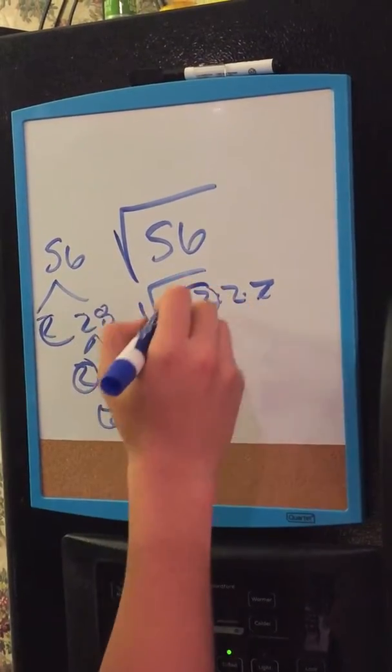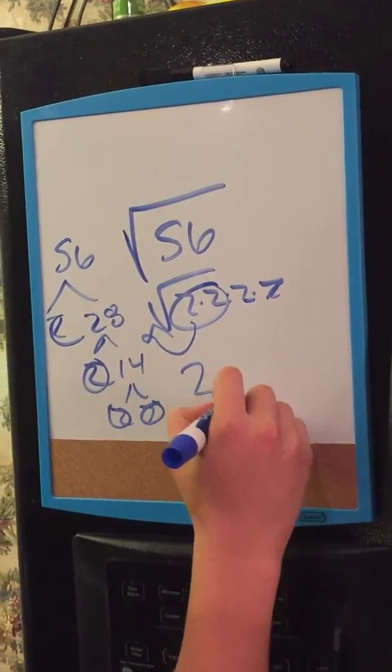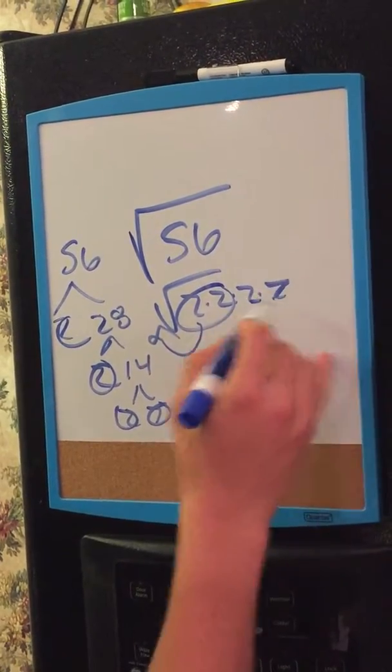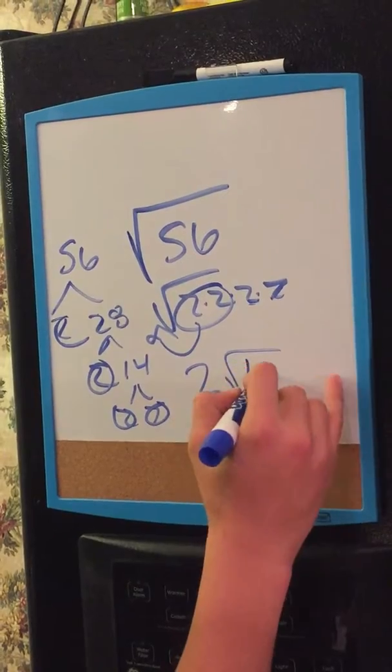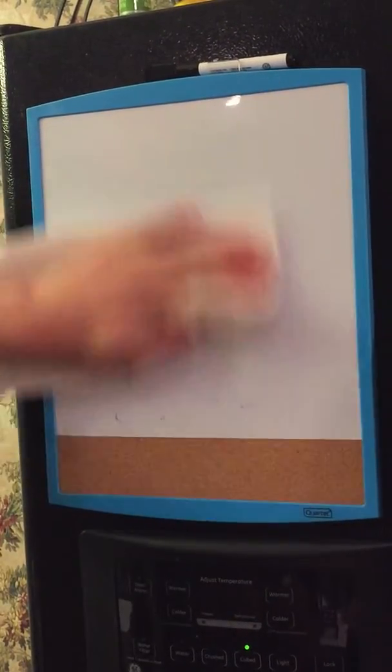That is a group, so you put it out here, and you get 2 times the square root of, and you would have these in here, so 2 times 7 is 14. And that's your answer. Now the next one we're going to do is the square root of 98.